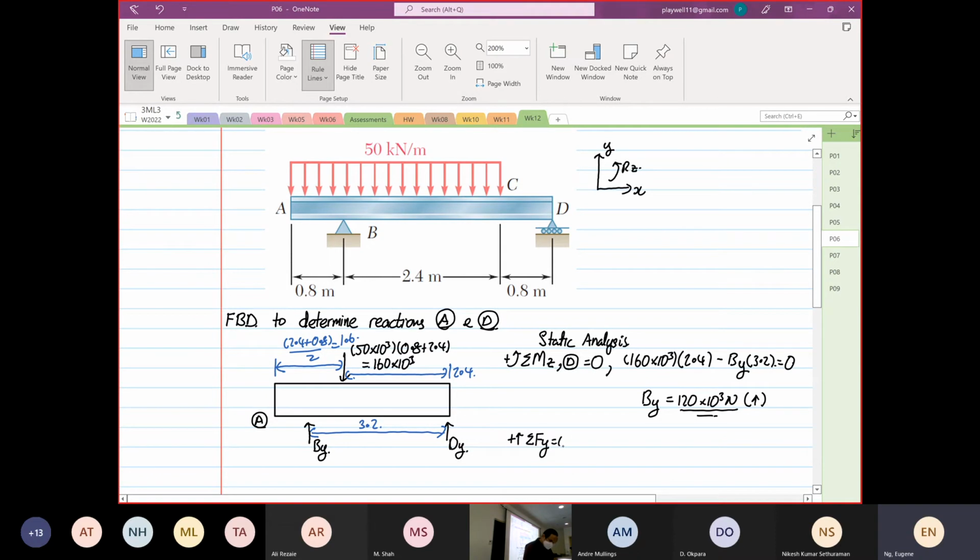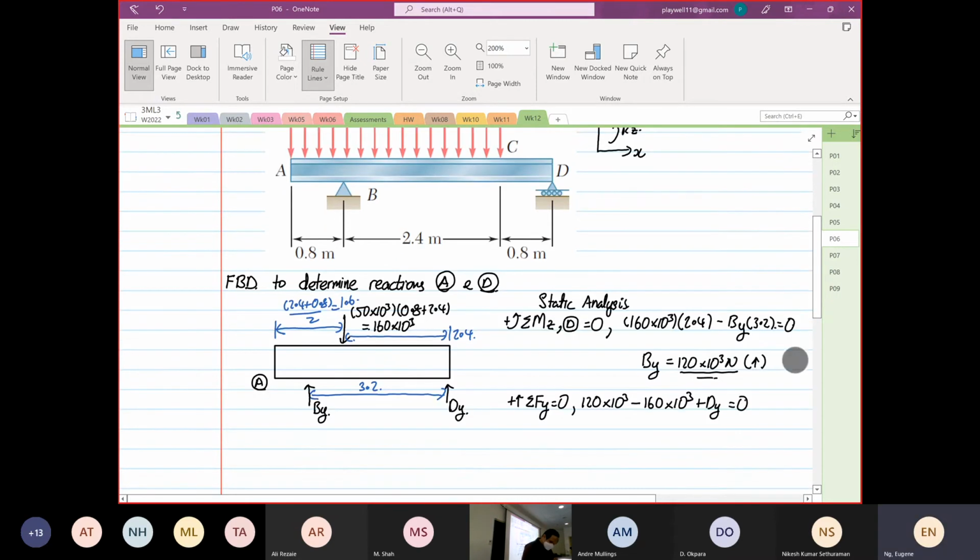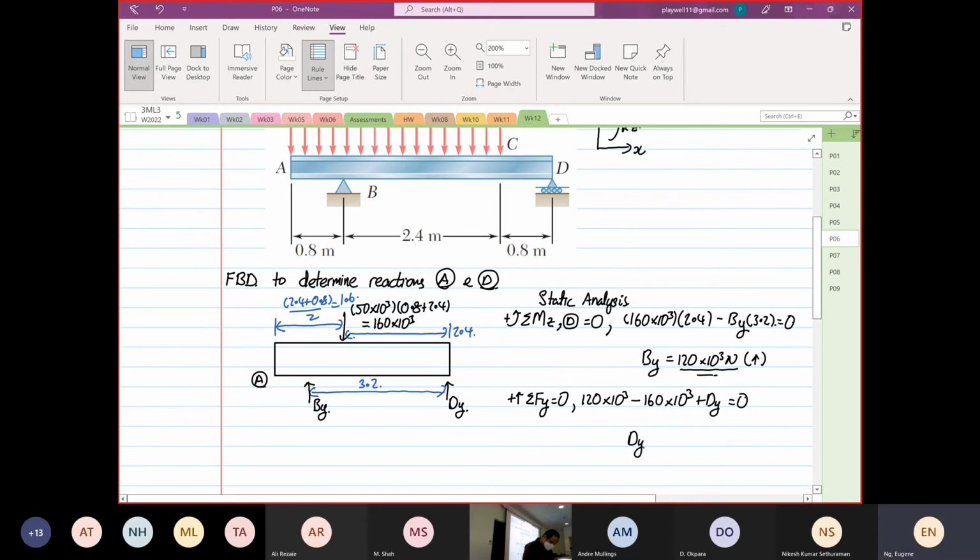Summation of forces in the y direction is equal to 0. So we have 120 times 10 to the power 3 minus 160 times 10 to the power 3 plus dy is equal to 0. So from here, dy is equal to 40 times 10 to the power 3 Newton, and is going up.